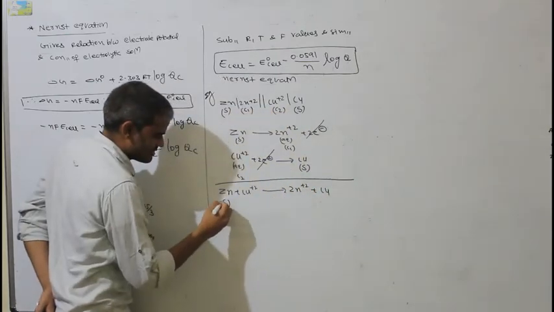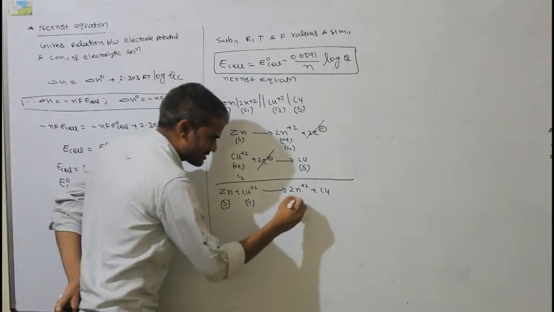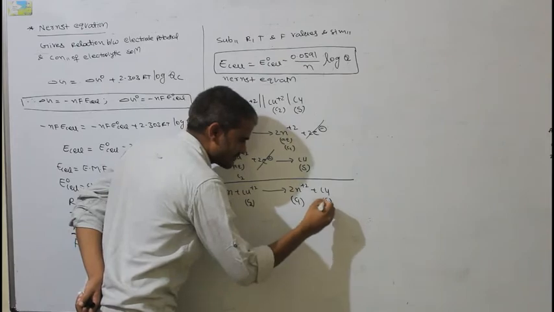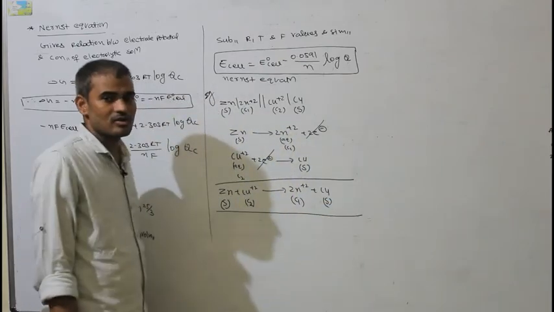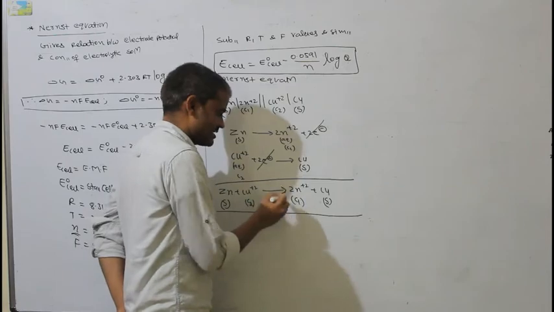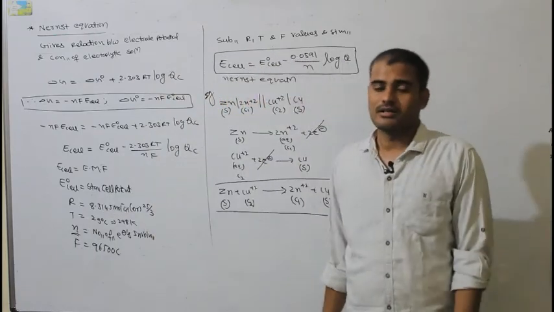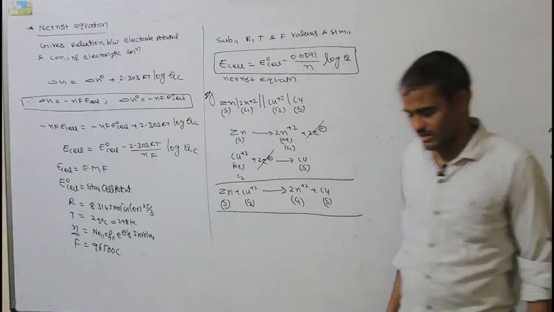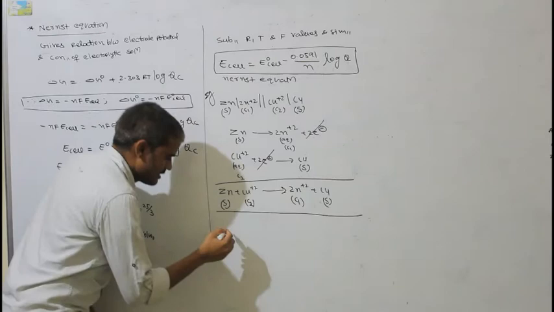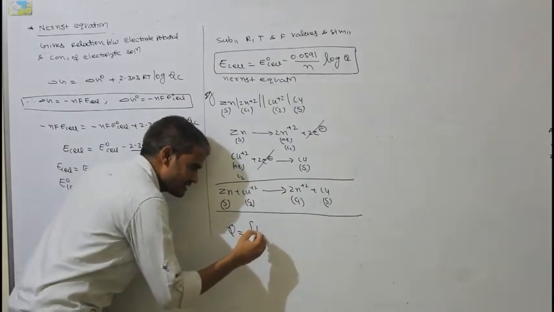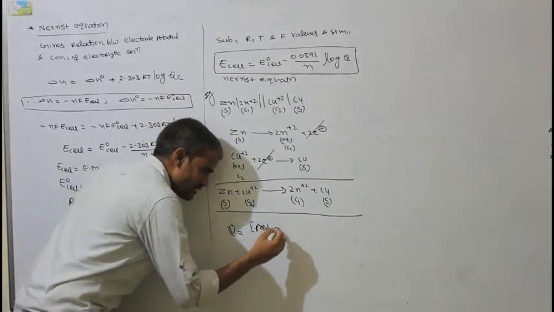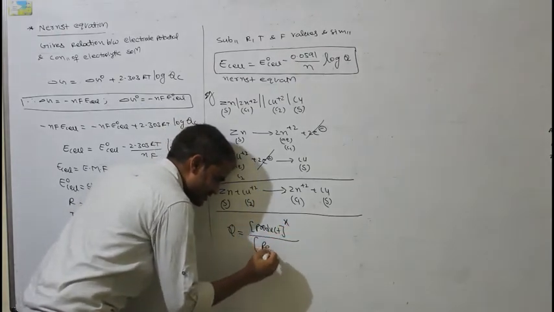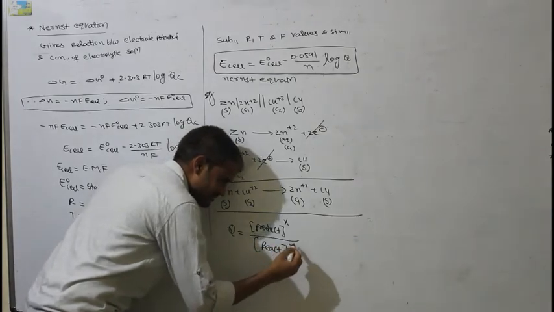Here Zn is a solid, Zn2+ has concentration C1, Cu2+ has concentration C2, and Cu is a solid. This equation you have to write. If the equation is given like this, the reaction quotient will be written based on the equilibrium constant concept. What will the reaction quotient expression be? It is equal to the concentration of products raised to the power X by the concentration of reactants raised to the power Y.